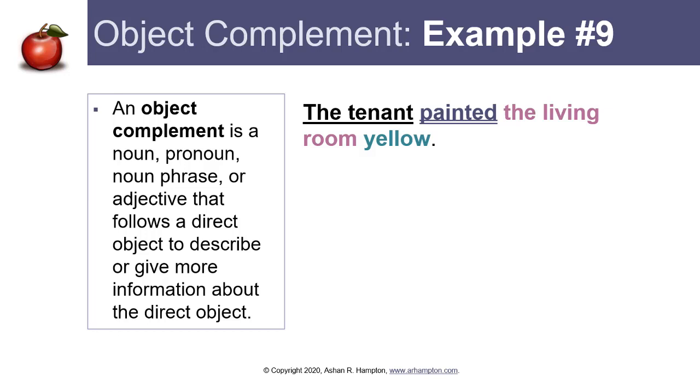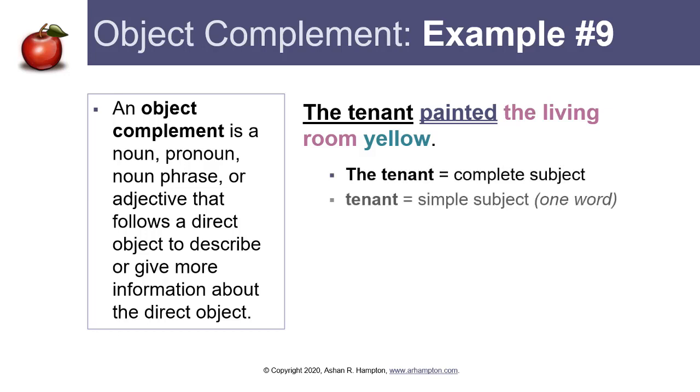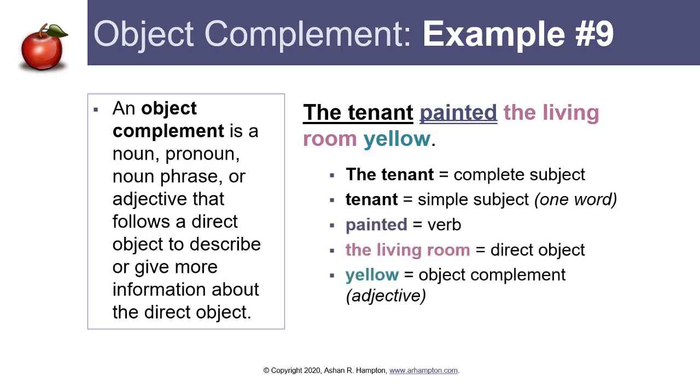Example number 9. The tenant painted the living room yellow. The tenant is the complete subject. Tenant is the simple subject. It is the one word, the one noun that is the simple subject in this sentence. Painted is the verb. The living room is the direct object. And yellow is the adjective that is describing the living room. So yellow is the object complement in this sentence.